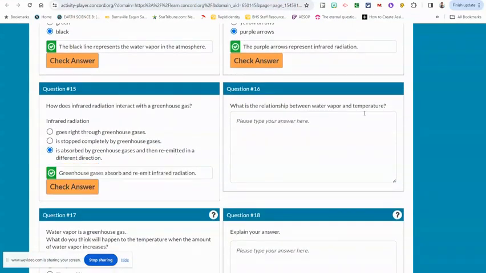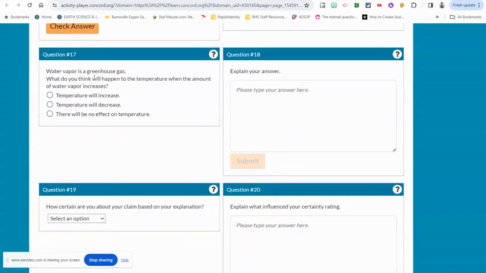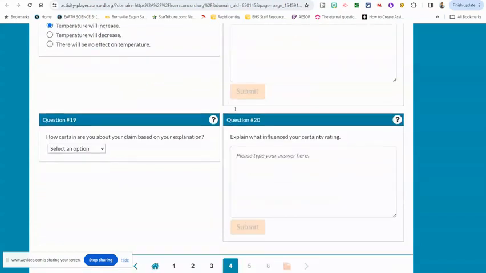What's the relationship between water vapor and temperature? This is a direct relationship. We're referring to air temperature, and as air temperature increases, the amount of water vapor in the atmosphere also increases. Water vapor is a greenhouse gas. What do you think will happen to the temperature when the amount of water vapor increases? If you know that it's a greenhouse gas, you should understand that as the amount of water vapor increases, it will hold on to more heat and the temperature will increase. And then you can go through the explain the answer.